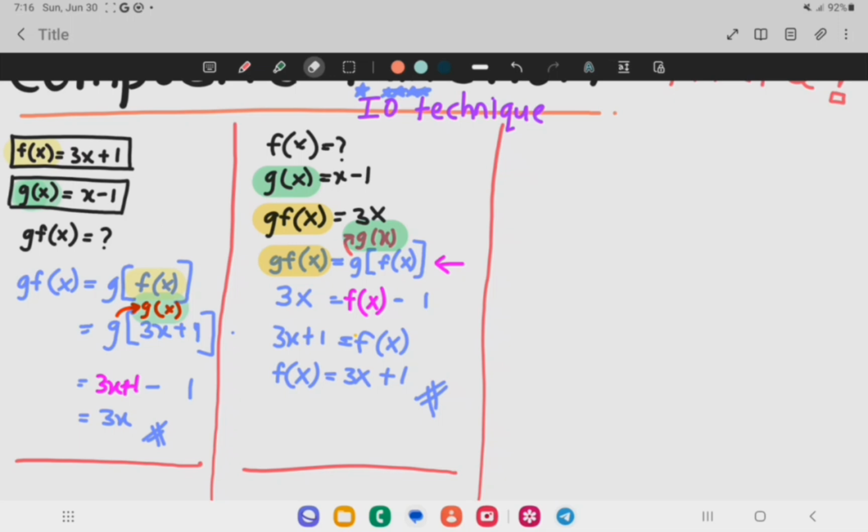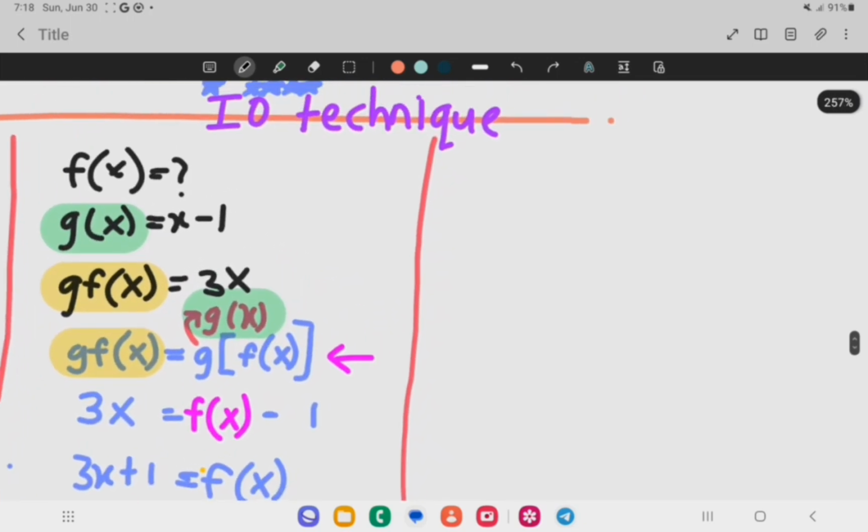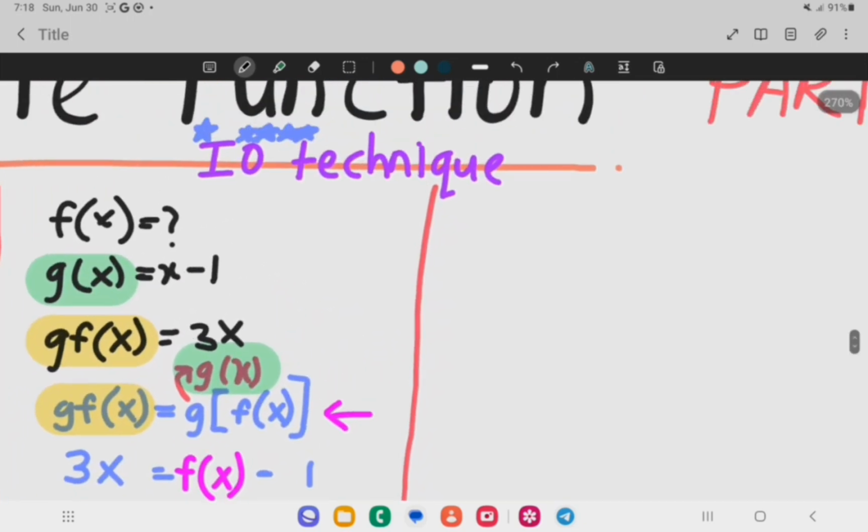I've explained this in a previous video, but here I just did a quick recap. So this one is how to find a single function when a composite function is given. Now let's say I'm going to use the same equation of f, same equation of g, same equation of g f in the next example. But now I'm going to change the question a little bit. So now the question is like this.